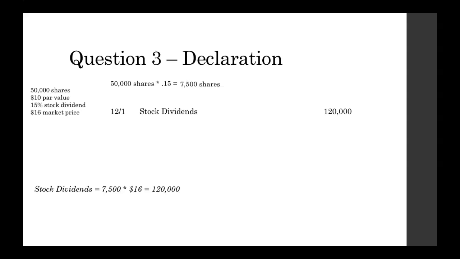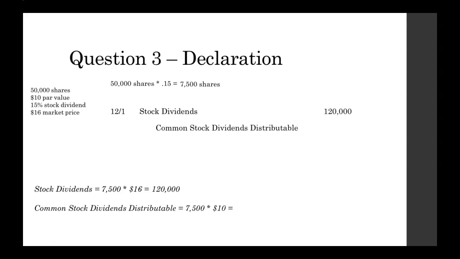Then we have a couple of accounts that we want to credit here. We first want to credit common stock dividends distributable. So here, to find this number, we take the number of shares in the dividend, the 7,500, and we multiply it by the par value. So 7,500 times $10, because it's a $10 par value, and we get $75,000. So we'll credit our common stock dividends distributable of $75,000.